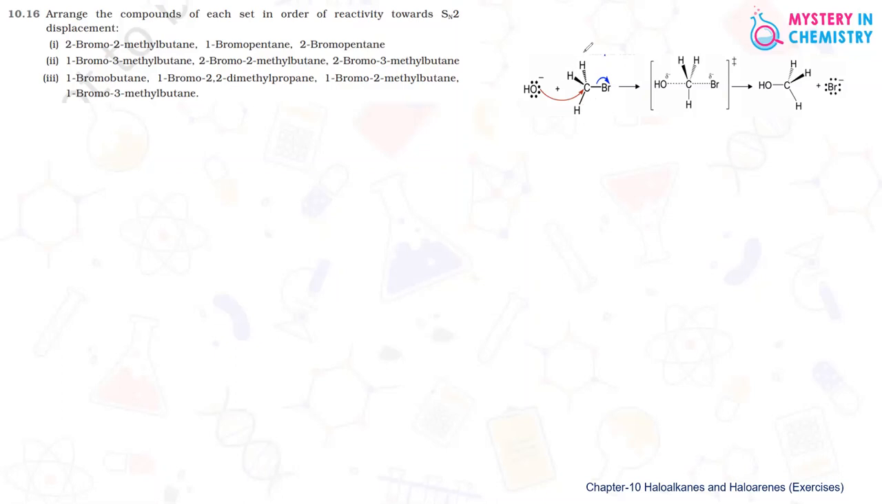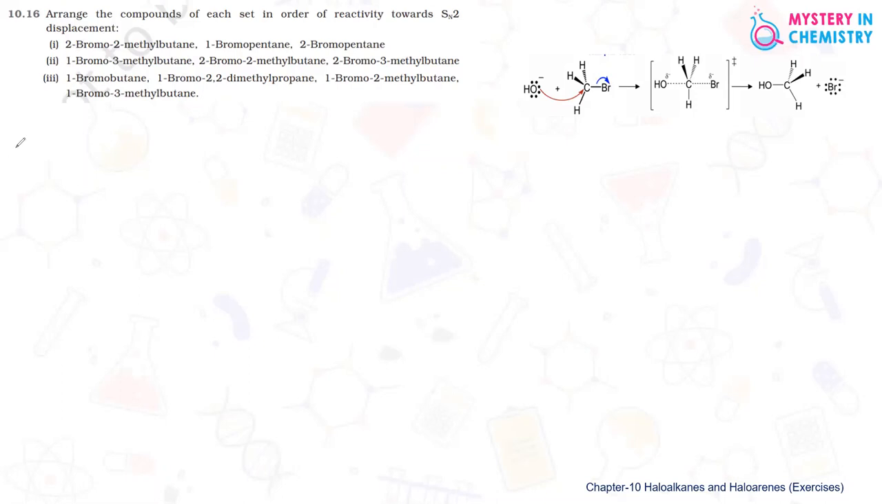Because if bigger groups are present around this, then it will be very difficult for OH minus ion to attack this carbon, and bond formation will be difficult. So reactivity will be more if it is primary halide, and it will be less when it is tertiary. In case of tertiary, the approach of OH minus ion will be very difficult. So that is why in case of tertiary, reactivity should be minimum. Now come to the first one.